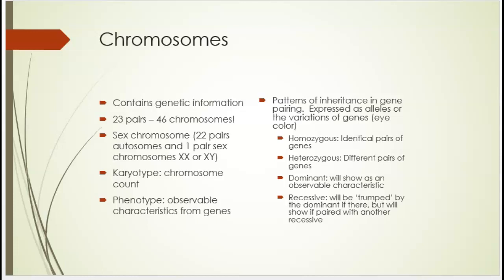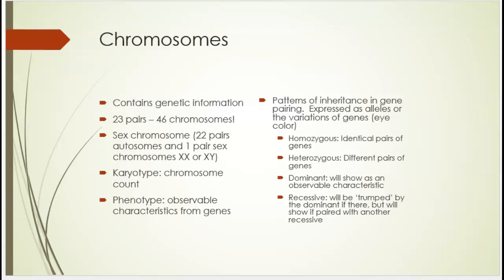Now, patterns of inheritance and gene pairing. So it can be expressed as alleles, which are the variation of the expression of those genes, or those expression via the phenotype. Are you going to have brown eyes? Are you going to have blue eyes? Okay, so that's what an allele is. Now, homozygous means you have, say, the genes, suppose you have brown eyes and you only have homozygous for brown eyes, you'd have like a large B because it's a dominant and a large B.